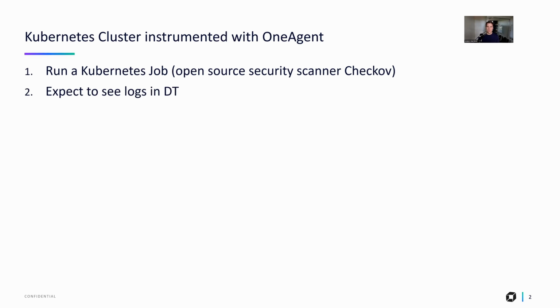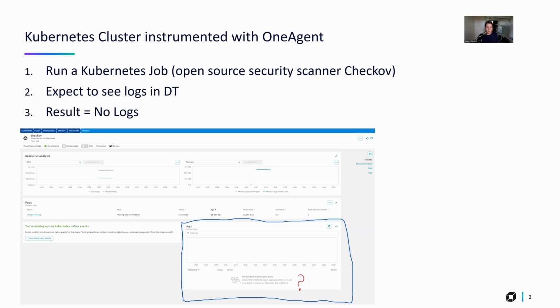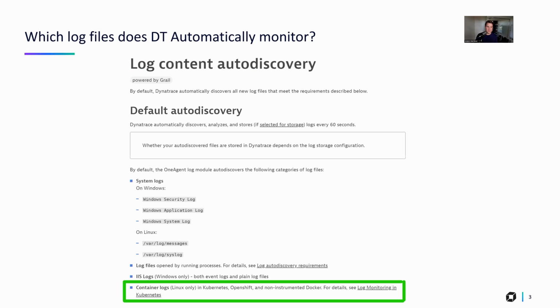Obviously that job would run and I would expect to see the logs in Dynatrace, but I didn't see any logs. I could see everything else. I could see the cluster. I could see the job. I could see the pods, the containers, all of the metadata. The only thing that was blank was the logs screen, the logs box, as you can see there. So of course I was wondering, why is that and how do I fix it?